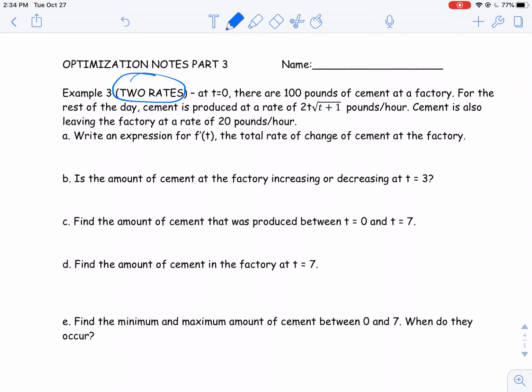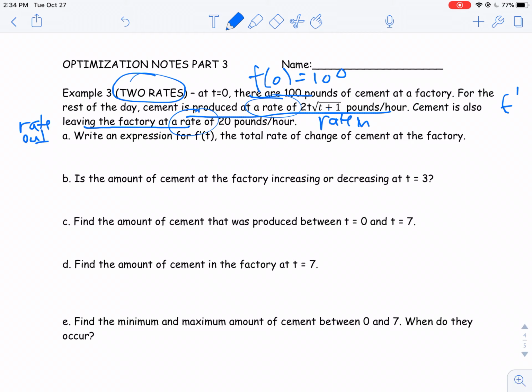So at time 0, there are 100 pounds of cement in the factory. Okay, so again, let's write that down. So it's saying F of 0 is 100. For the rest of the day, cement is produced at a rate of 2t rad t plus 1. So this is my rate in. And then cement is also leaving the factory at a rate. So again, we see the word rate, so we're thinking like F prime. This is my rate out.